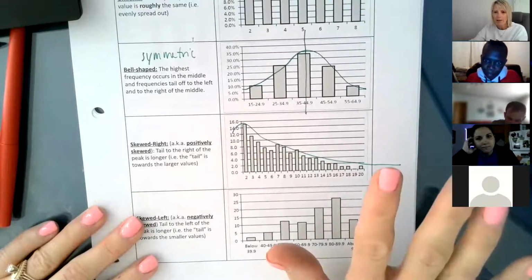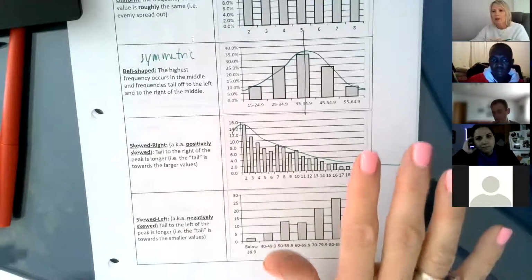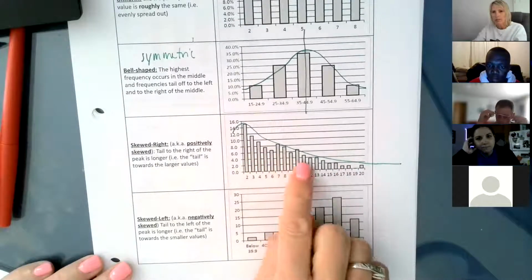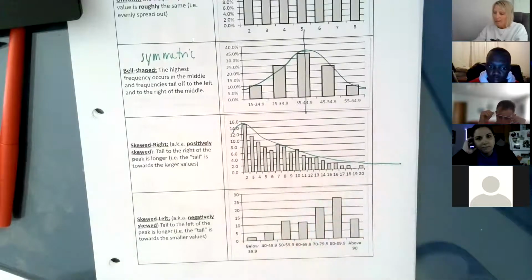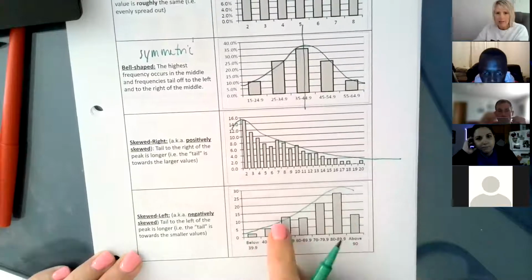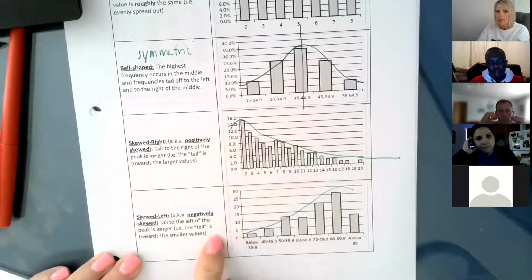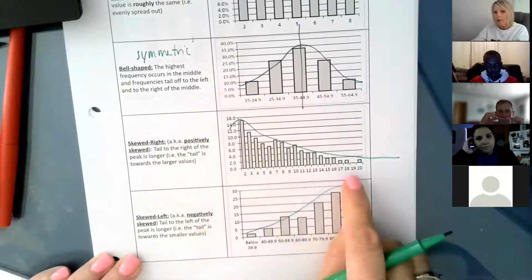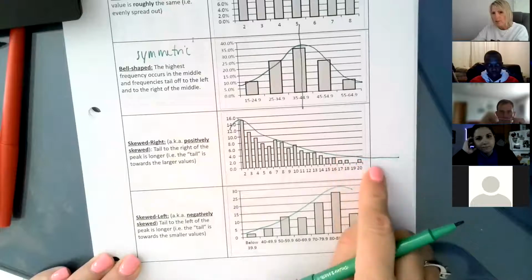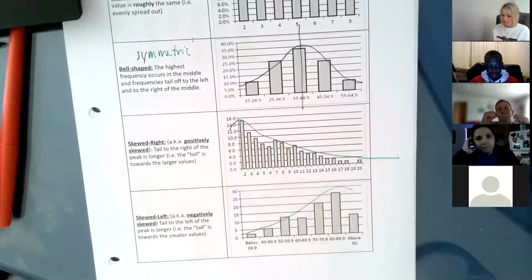Now we all might have a little different visual or word that we use to describe that, and that's okay. Whatever word you think of to remind you that it's positively or right skewed, use that word. Now this one on the bottom is called left skewed, and that's because it's thinner on the left. There are a few weird data points pulling it to the left. Up here on the one that's right skewed, there are a few weird data points on the top end that are pulling it to the right. Any questions on that page?